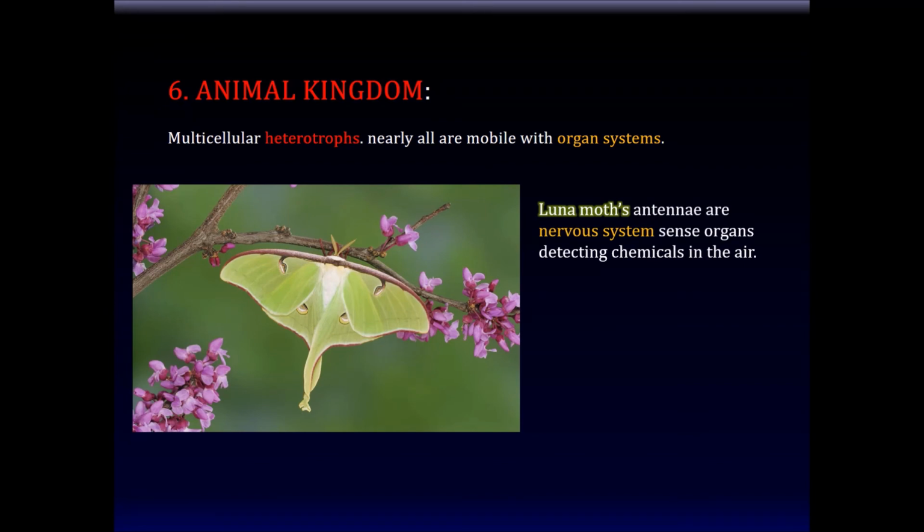This is a Luna moth. It looks very simple, but the antennae that the Luna moth has right here are part of their nervous system. It's a sense organ. They're detecting chemicals in the air. So even a tiny creature like this is actually very complex.